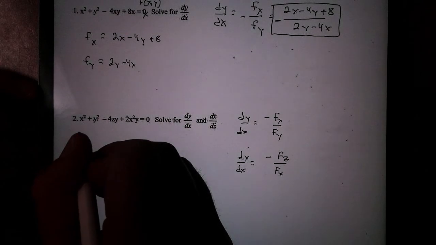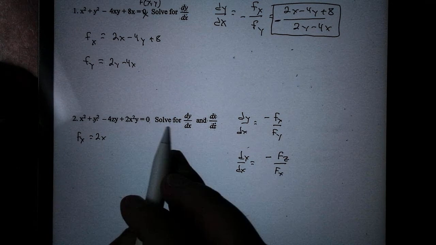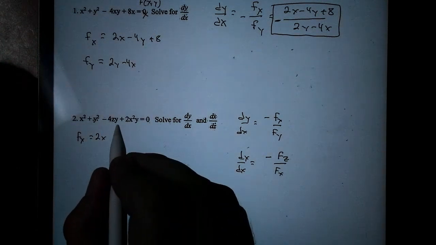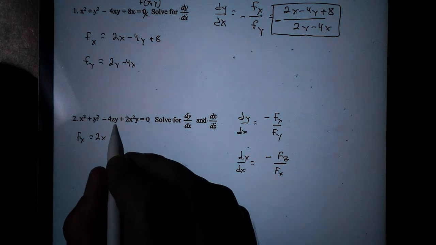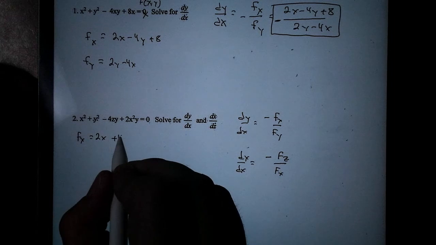So the partial with respect to x, this just becomes 2x. Again, the y is a constant, that just becomes 0. Even the 4zy just becomes 0 because I'm only looking at the x's. And over here, we're going to get plus 4xy.